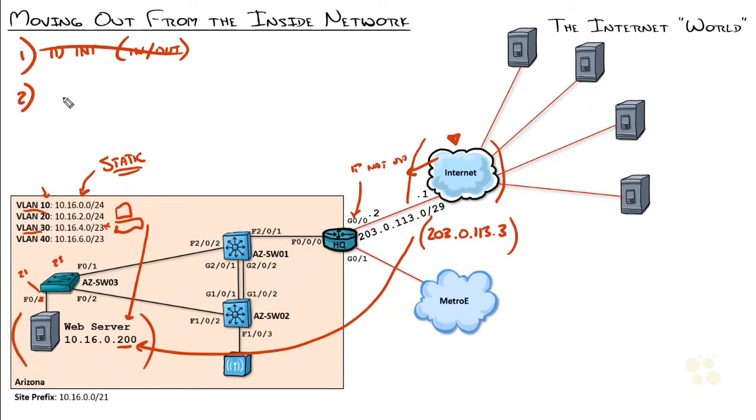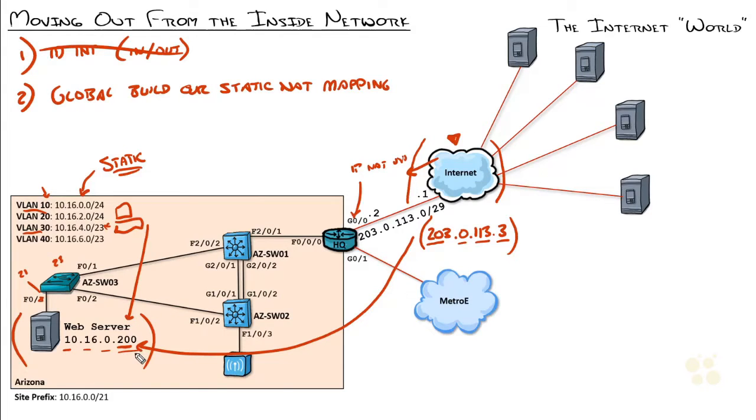The second thing we need to do is globally, it's a global command, build our static NAT mapping. That's where we'll go in and set up a translation from the outside, 203.0.113.3, to the inside, 10.16.0.200.